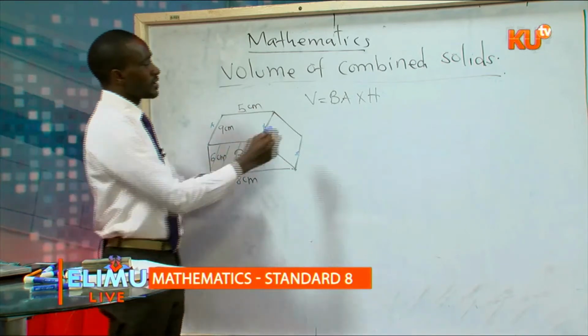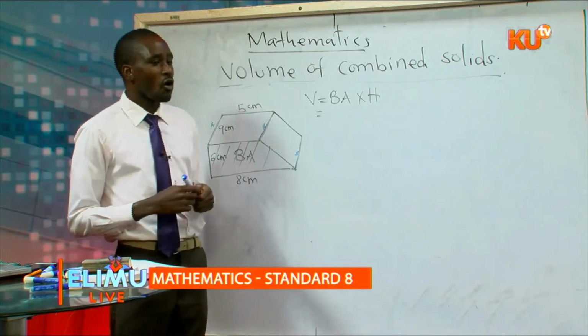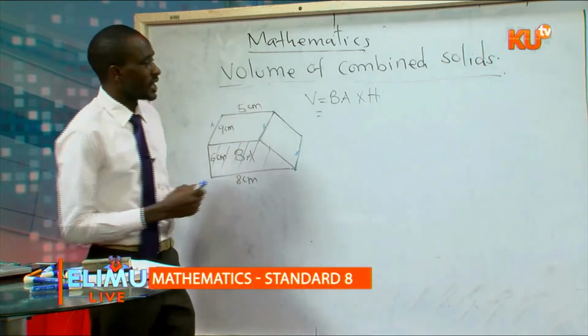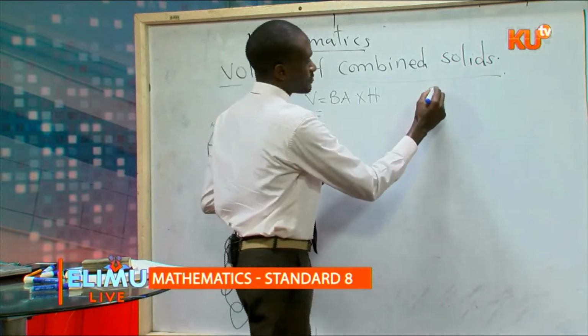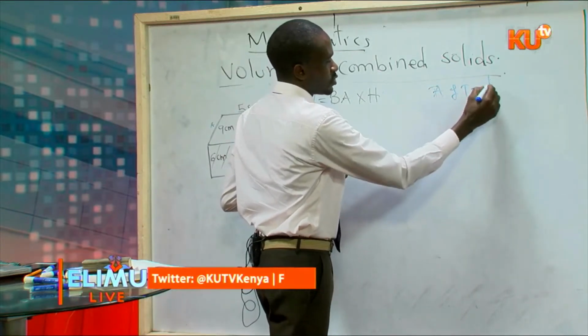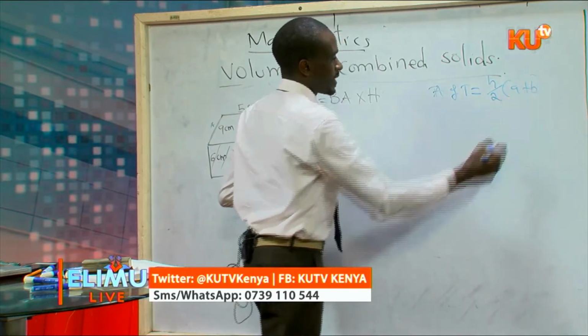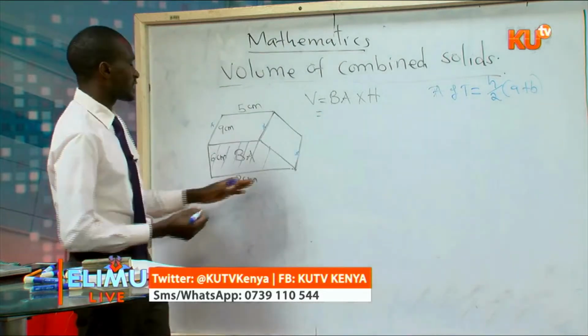Now what do we do? When you come to base area, we find area of trapezium. Area of trapezium is equal to h over 2 into a plus b. Now you deal with this one first.